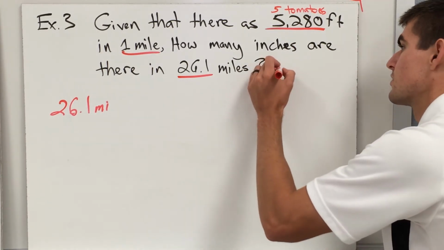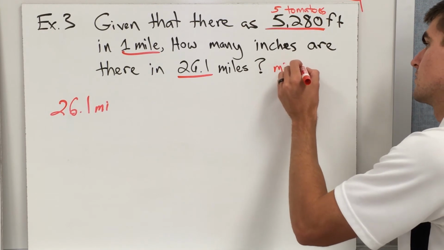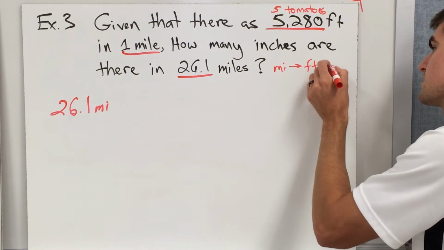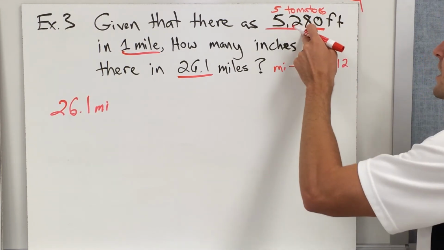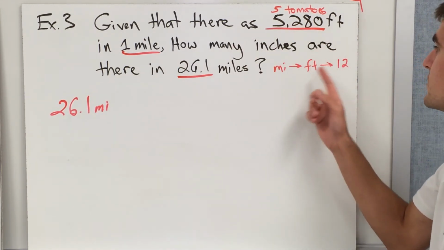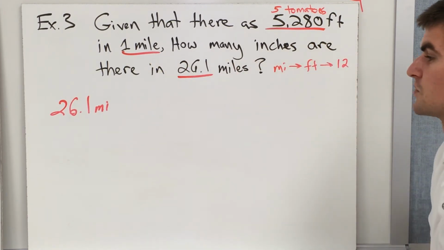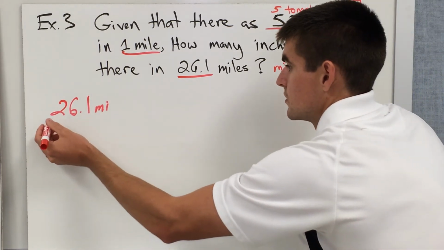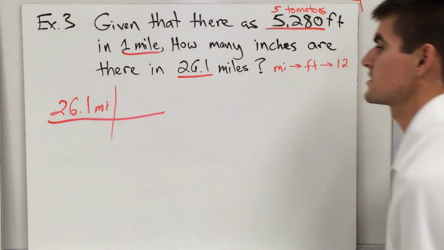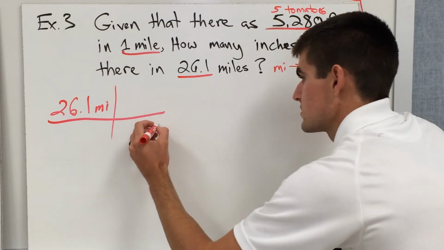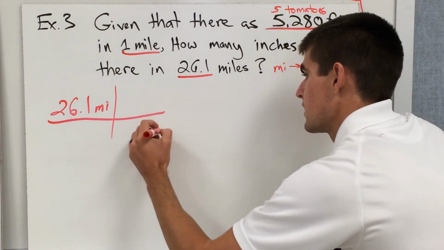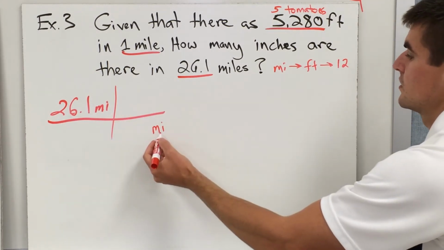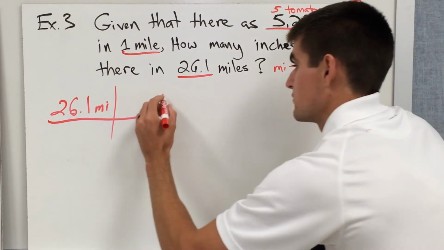Well, we could go from miles to feet, and then once we get to feet, we could go feet to inches. I know how to do that. And then it gave me this conversion factor, this many feet in a mile. So this one's actually going to take 2 steps. So 26.1 miles. First step, well, I don't want miles because I want my answer to be in inches. So miles, I want to cancel, so they go opposite. And then this first step, I'm trying to convert to feet.